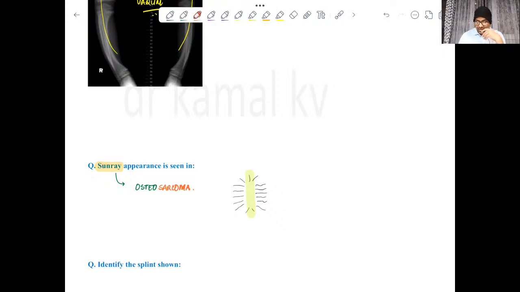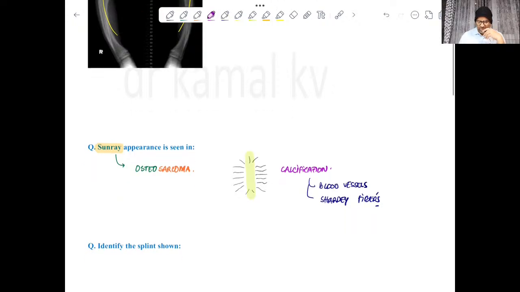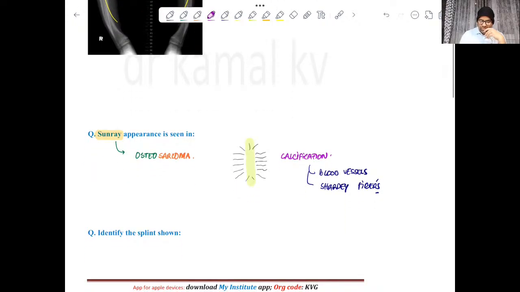So this is sun ray appearance, and in one of the sessions it was asked why it is seen. So this is actually the calcification, and this can be along the blood vessels, or some books say Sharpey's fibers. So this is the concept of the sun ray appearance, which is seen in osteosarcoma. Okay, so I think everyone should have marked this correct.